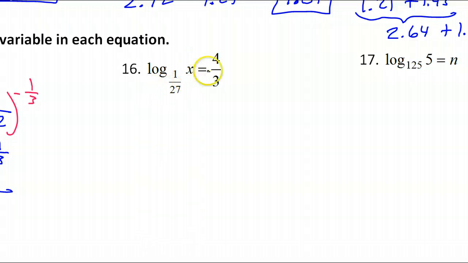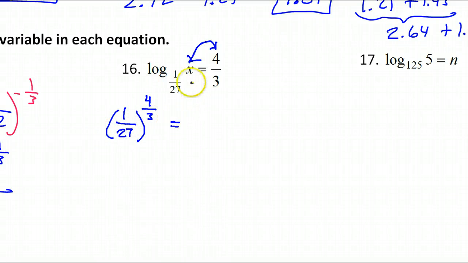Okay, number 16. Once again, first thing I'm going to do is rewrite this in the other form, starting with the base. So our base is 1/27. Now the rest of this will trade sides. So this 4 over 3 is going to come up over here and become the 4/3 power. The x is going to come over here and be x. All I have to do is simplify this somehow.